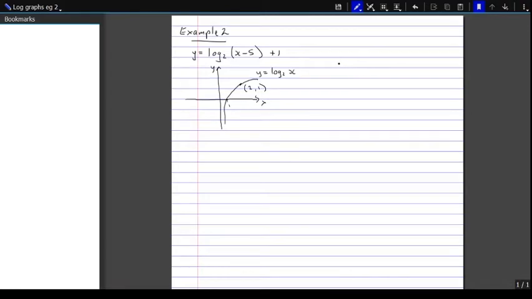If we have a look now at our actual function we want to sketch, the transformations are such that we'll have a translation horizontally, that will be 5 units to the right. And we're also going to have a vertical translation of 1 unit up.